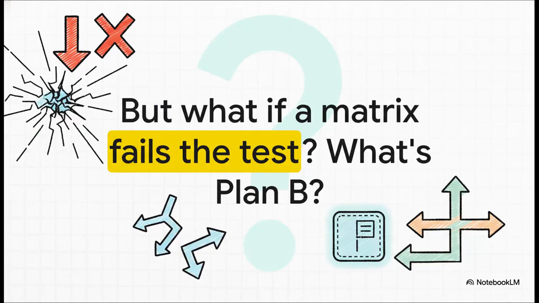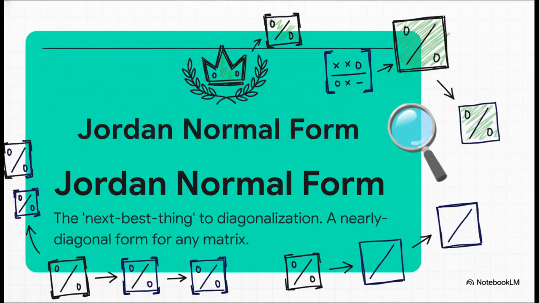So that brings us back to the big question, right? What happens when you do run the test and a matrix fails? What's the backup plan when the promise is bigger than the delivery and you just don't have enough eigenvectors to build your key? Is that just it? A dead end? No, not at all. There is a plan B, and it's called the Jordan normal form. You can really think of it as the next best thing. It's a method for getting any matrix into a nearly diagonal form, even the ones that are missing eigenvectors. In fact, the Jordan form is the more general tool that always works. And that makes our beautiful, simple diagonalization the most perfect, ideal special case of it.